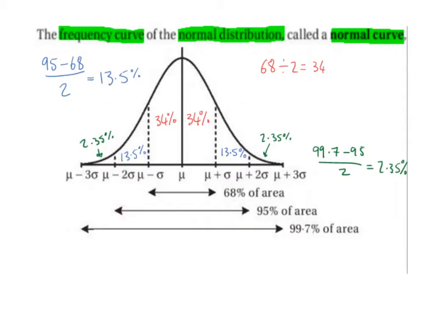It would be a very good idea to get familiar with these numbers. 2.35% for the tails, 13.5% for the middle, and 34% for the area beside the mean. It would be a very good idea to get familiar with these because you will use them quite a lot.